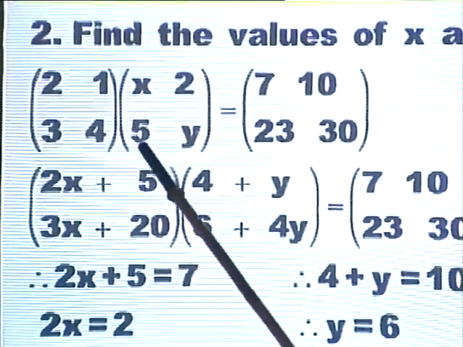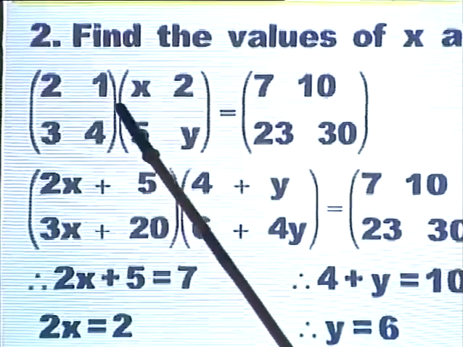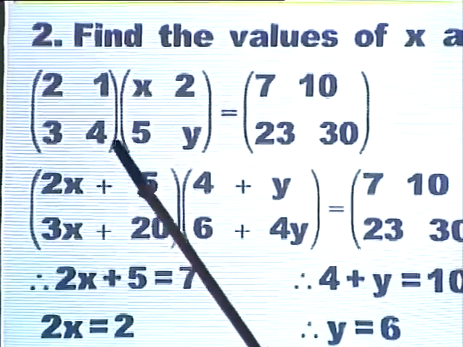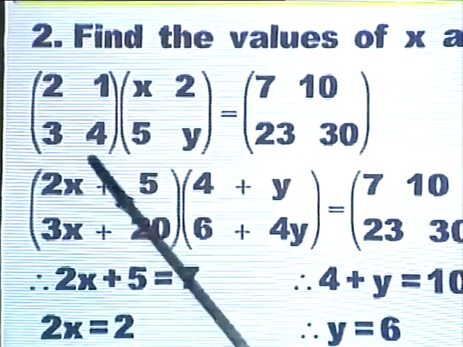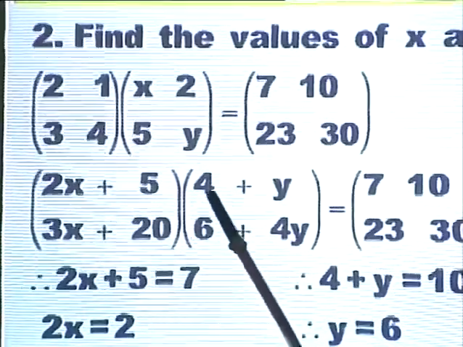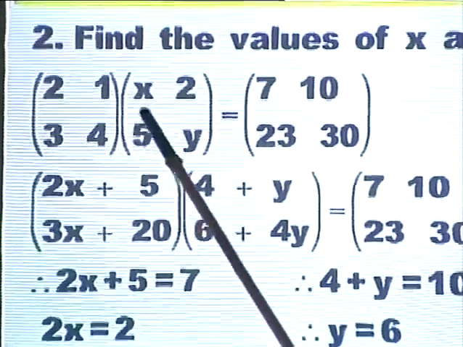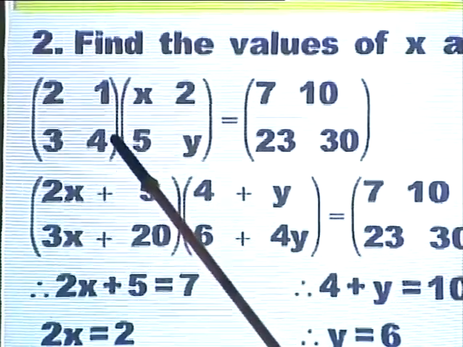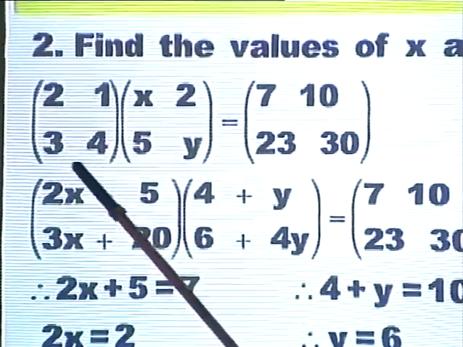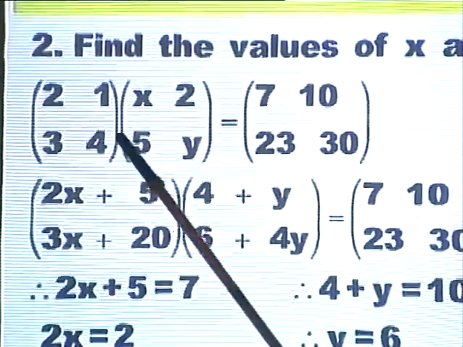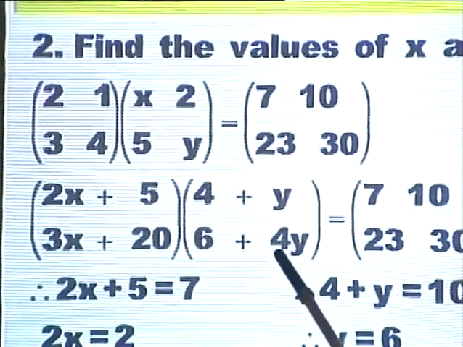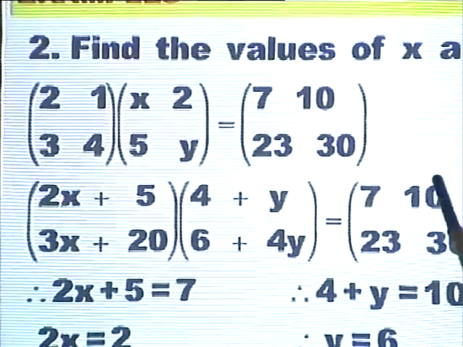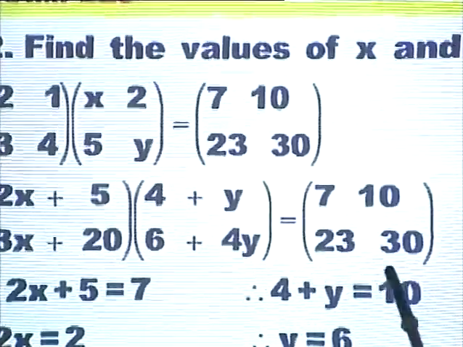times y. Okay, that's 4 times 5 is 20. 2 times 2 is 4. And then 1 times y is y. 3 times 2 is 6. And 4 times y is 4y. And that's equal to 7, 10, 23, 30.